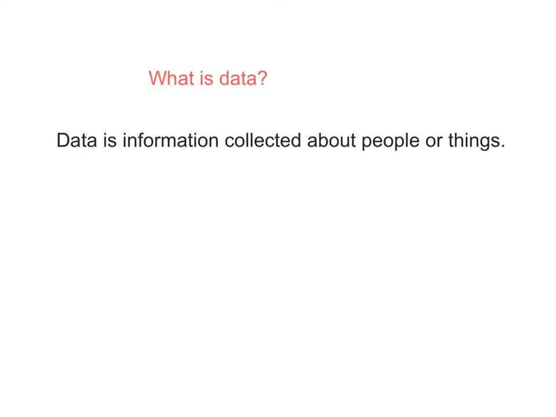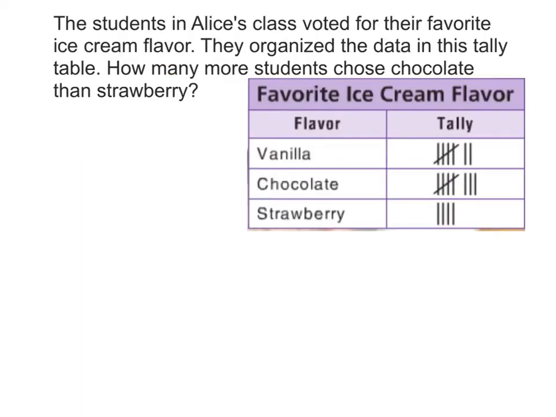So let's say you ask all of your classmates what sport they play. And let's say you collect all of that information. That would be data. Another example is if you ask all of your classmates what their favorite animal is. All that information you collect, that would be data. So data is information collected about people or things.